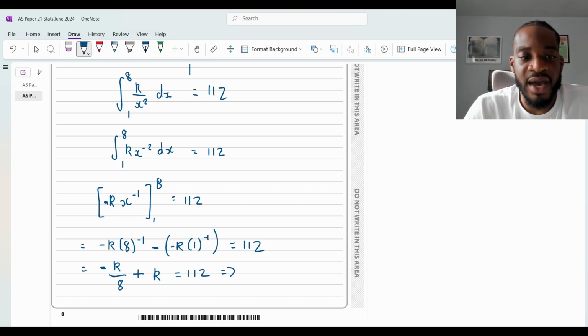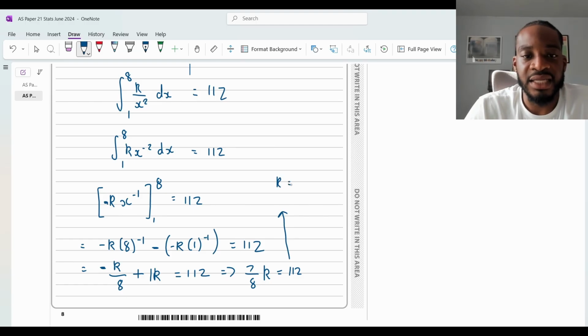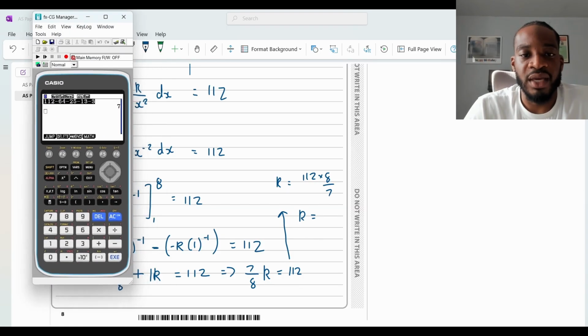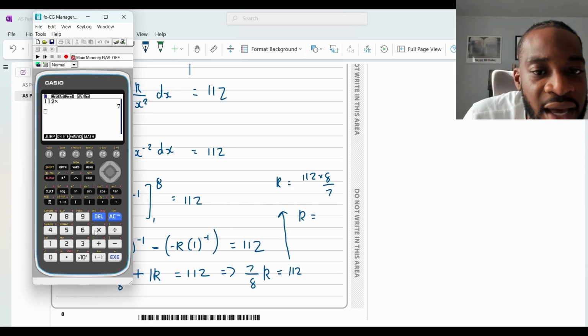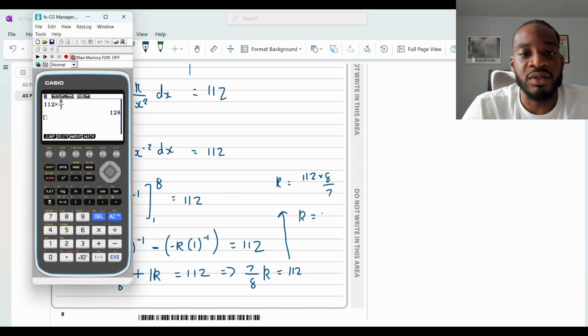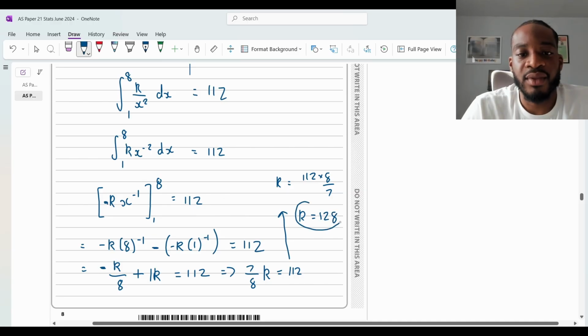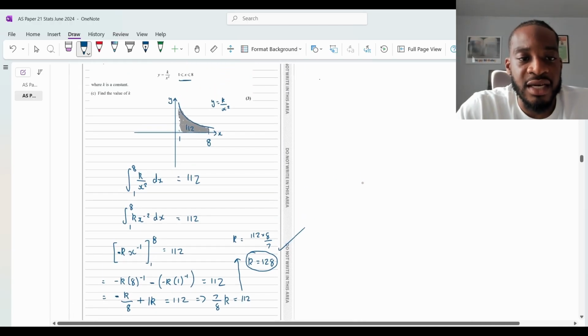Now, what is that equal to? So minus an eighth plus 1k. So minus 1 over 8 plus 8 over 8 will leave you with 7/8. So 7 over 8 k has to equal 112. That would mean that k has to equal, we times by 8, and we divide by the 7. So therefore, k is equal to whatever that is. So let's put this into the calculator and see what we get. So 112 times by 8 divided by 7 is equal to 128. So therefore, k has to equal 128. And that is our answer for part C. And that is it. Finished.